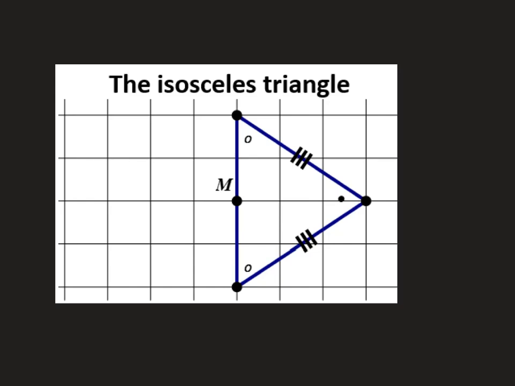Today we're going to discuss the isosceles triangle. And with the isosceles triangle, first we need to know that the isosceles triangle has two sides that are equal, and that is denoted by these two symbols that tell you that those two measurements, those two line segments, have the same measurement.